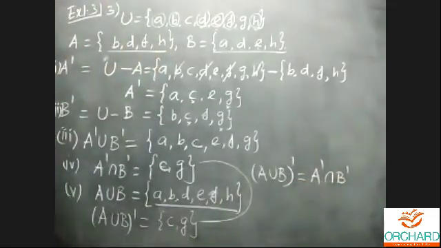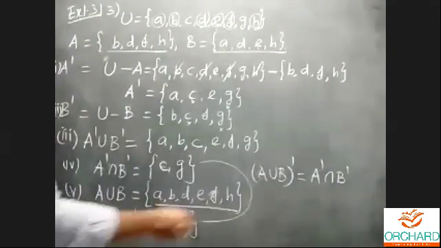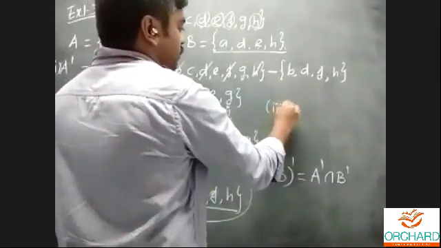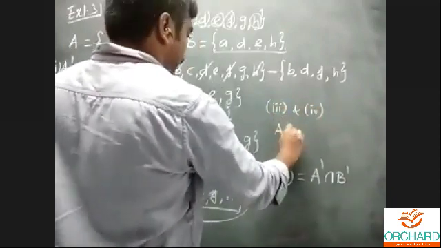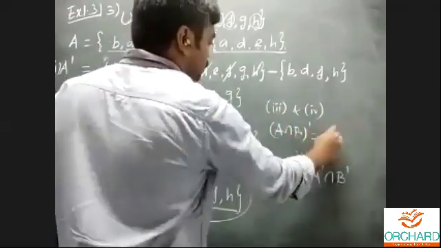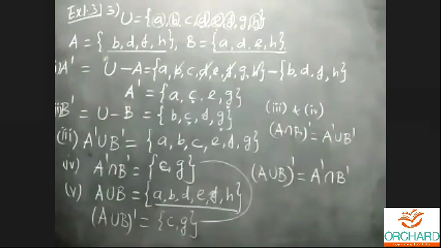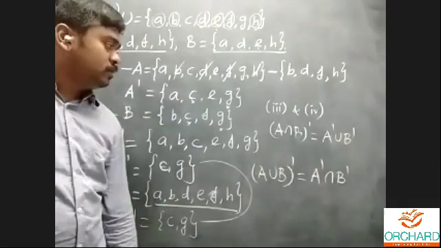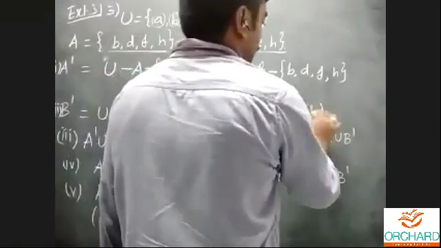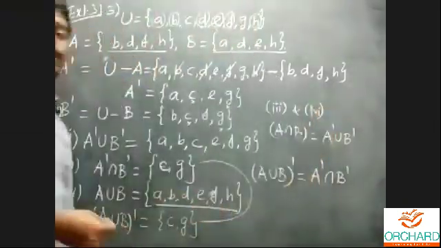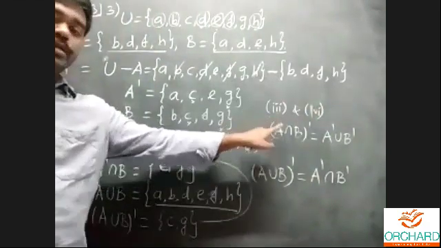The same way you can compare the third and sixth subdivisions. That is also equal: (A intersection B)' equals A' union B'. Try to do it yourself. Here, the fourth and fifth are equal, and the third and sixth are equal.